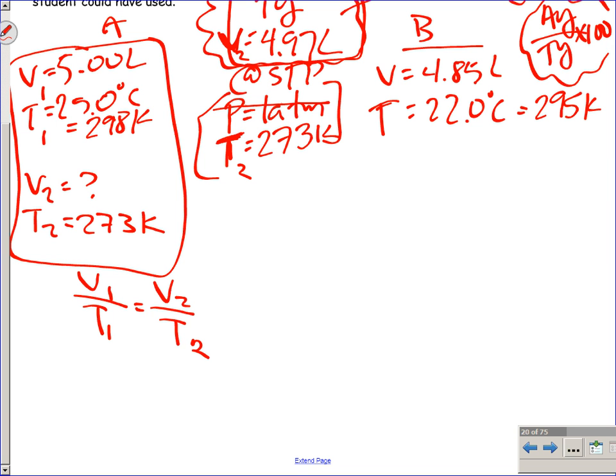Okay, so I'm solving for what variable? V2. So how do I isolate V2? Cross multiply and divide, or times both sides by T2. Why? Right, this V2 needs to be isolated, so this guy's got to get out of the way, so I've got to multiply by T2 on both sides. That's the same situation as cross multiply and divide. We will in the end cancel these out.